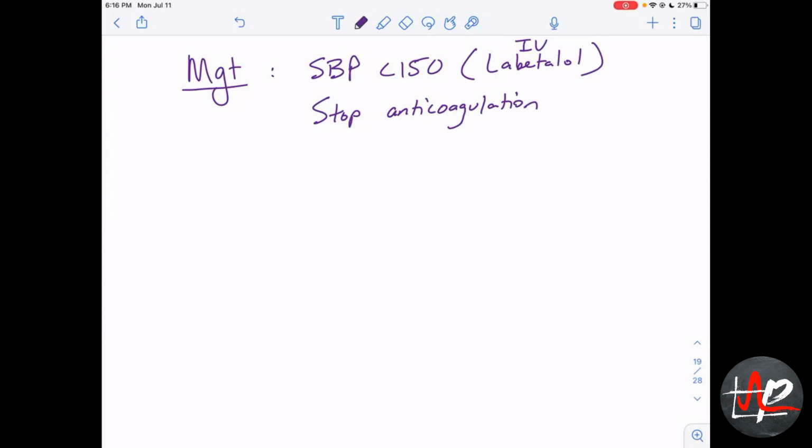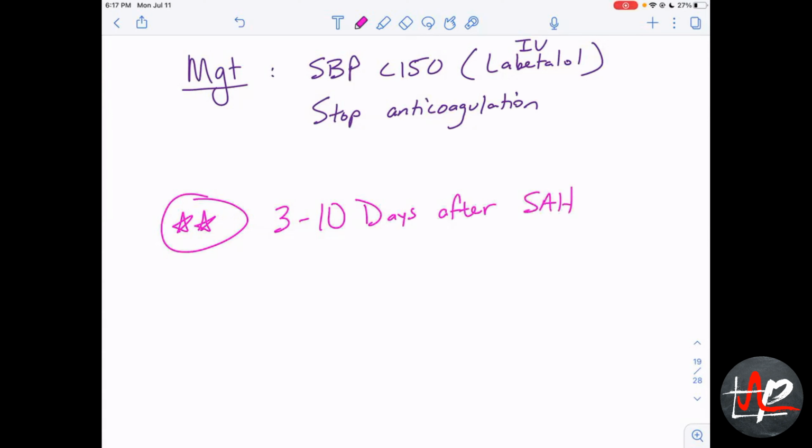Then what you want to do is you want to start worrying about secondary ischemia. And so afterwards, anywhere from 3 to 10 days after the hemorrhage, you have something called vasospasm that can occur. And so I'm going to put a star by this because this is asked year after year after year. So 3 to 10 days after the subarachnoid hemorrhage. What's the most common morbidity that occurs? It's going to be vasospasm.